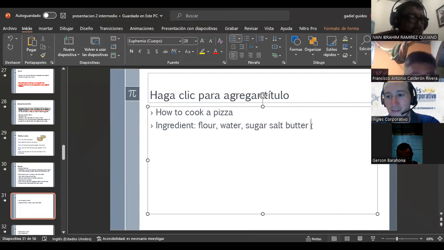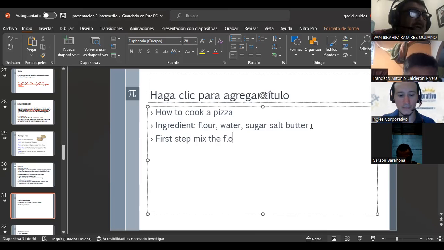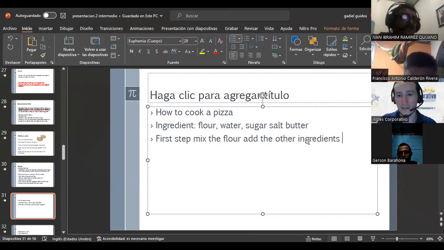Flour. Okay. First step, first. So mix the flour with the water. Add the other ingredients. The other ingredients. Okay, the other ingredients.